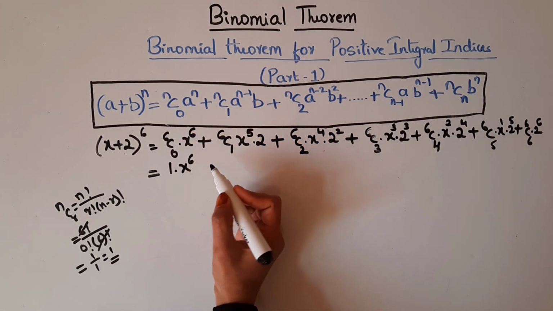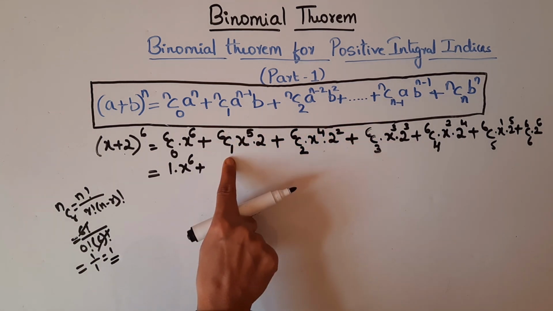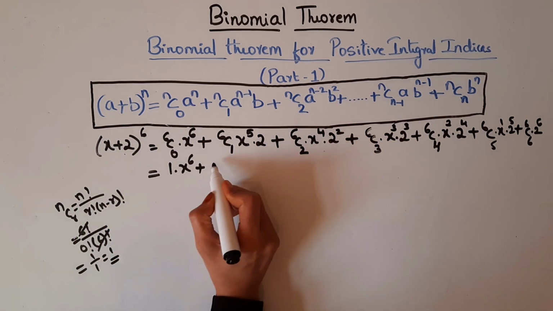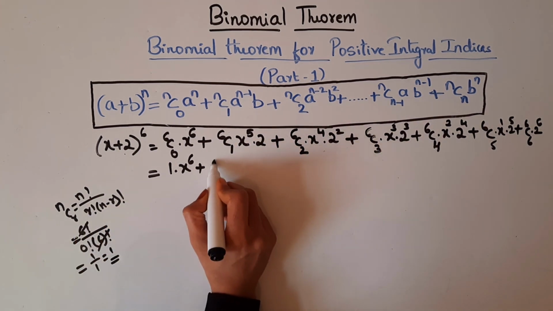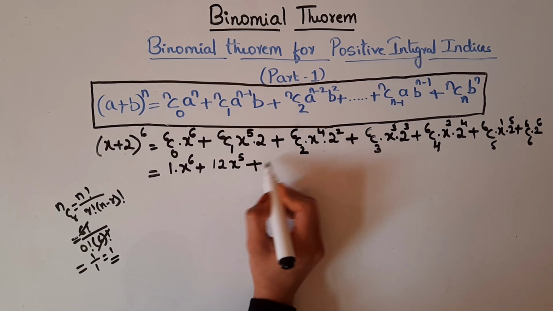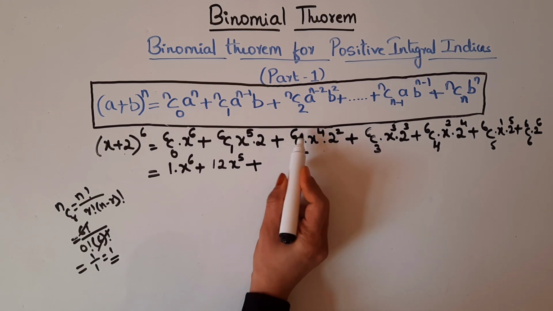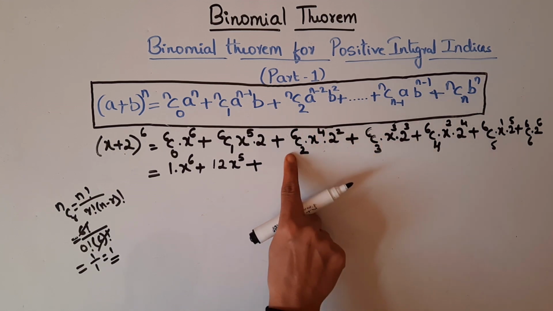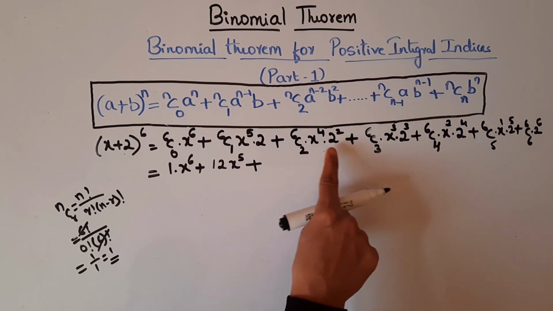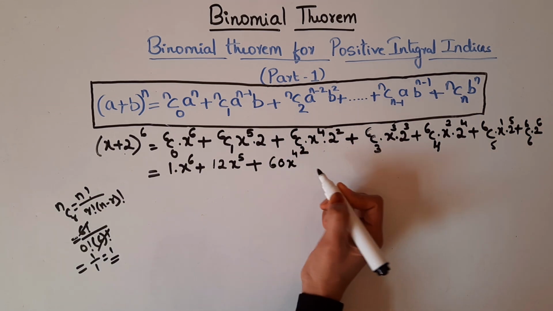So plus 6C1, again you will put n and r in this formula. So you will get 6C1 will be 6. So 6 into 2, 6 2s are 12. So 12x^5 plus again 6C2. Here n is 6, r is 2. When you find this, you will get 15. So 15 into 2 square. 2 square is 4. So 15 into 4 will give you 60. So that is 60x^4.